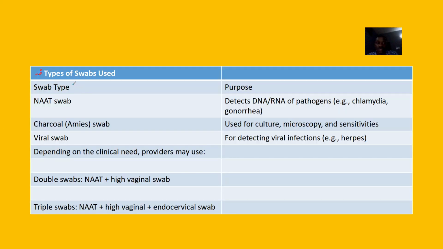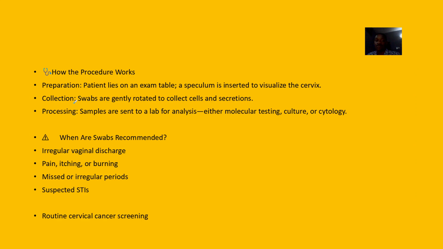So types of swabs used: you can use a NAT swab, that's a nucleic acid amplification testing swab. It could be a charcoal swab, it could be a viral swab, depending on the clinical need. Do you understand? Sometimes you might actually want to combine them.